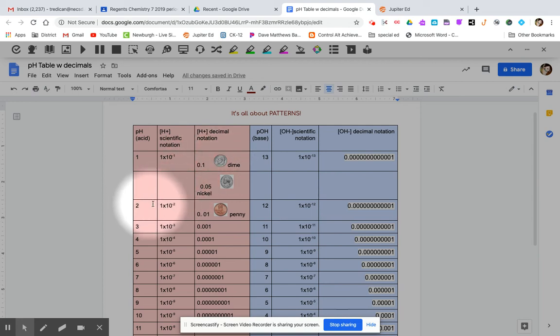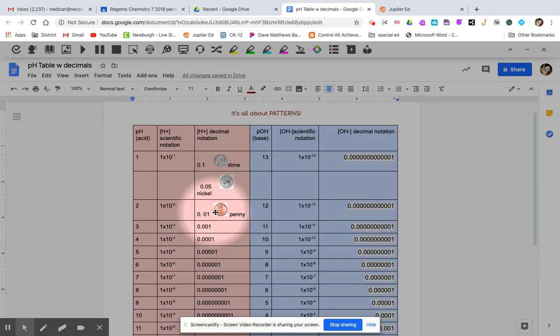pH of 2, 1 times 10 to the negative 2, which in decimal notation is 0.01, which is like a penny. Halfway between a penny and a dime would be a nickel. So this is where things might have gotten a little confusing, and yesterday you learned a simplification, and that was fine. But let's backtrack and really look a little bit deeper.